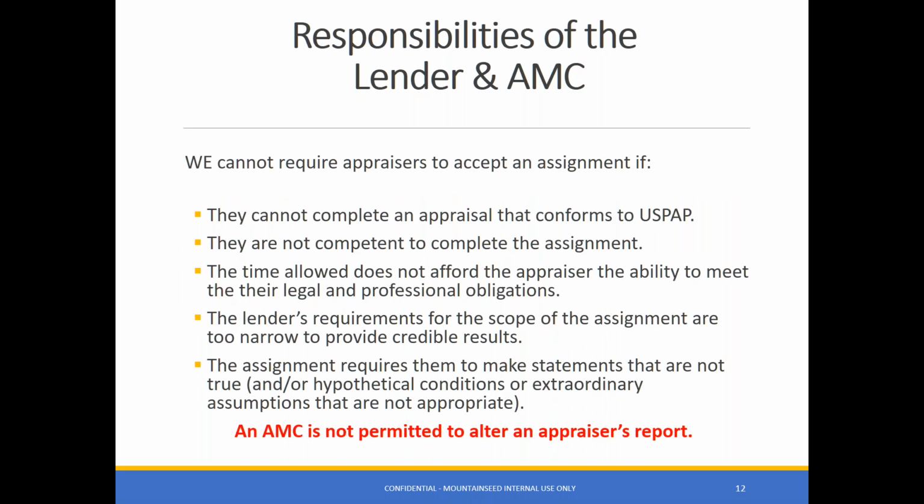All right, more responsibilities of the lender and AMC. When we're working with appraisers, we cannot require appraisers to accept any assignment if they cannot complete an appraisal that conforms to USPAP, if they're not competent to complete the assignment, if the time allowed does not afford the appraiser the ability to meet their legal and professional obligations, if the lender's requirements for the scope of the assignment are too narrow to provide credible results, or if the assignment requires them to make statements that are not true, or hypothetical conditions or extraordinary assumptions that are not appropriate. Again, big red letters at the bottom: we're not allowed to, and it almost goes without saying, alter an appraiser's report.